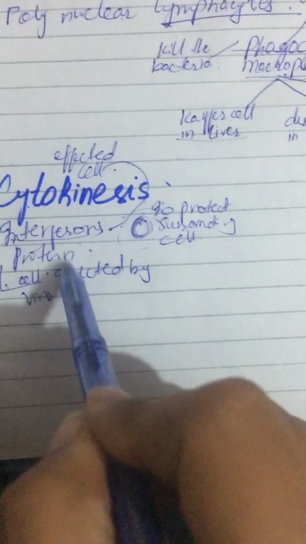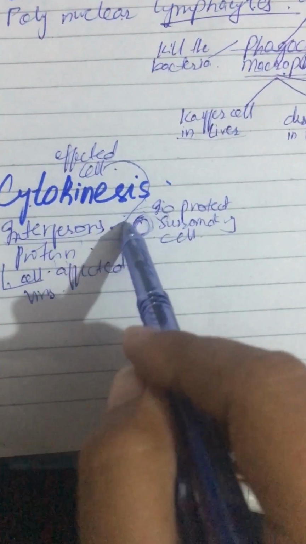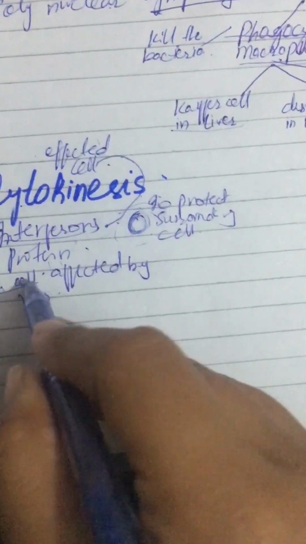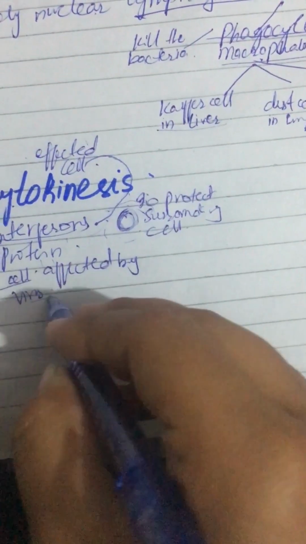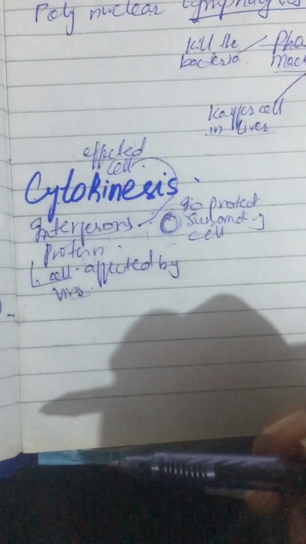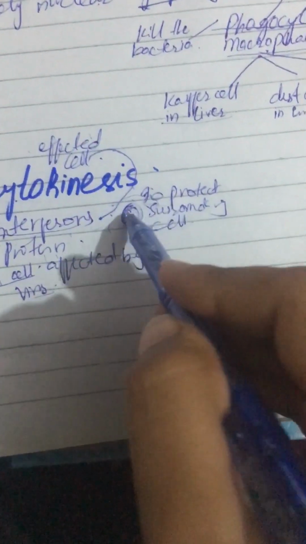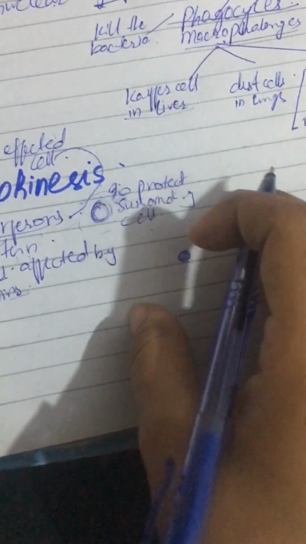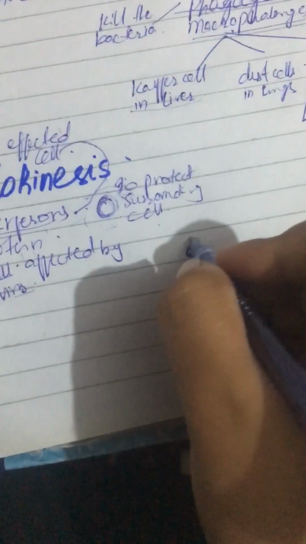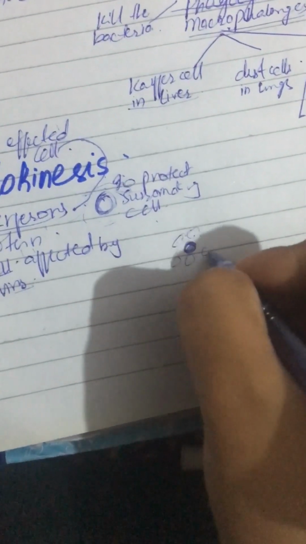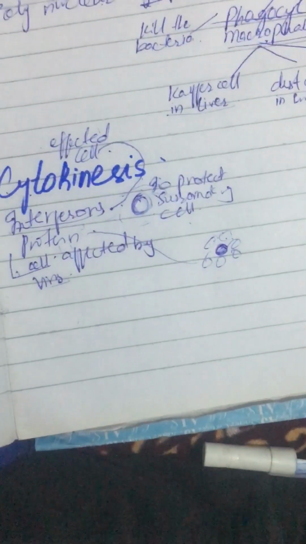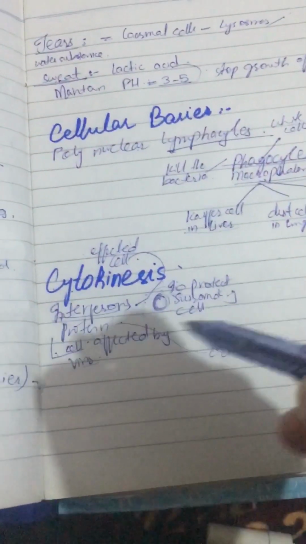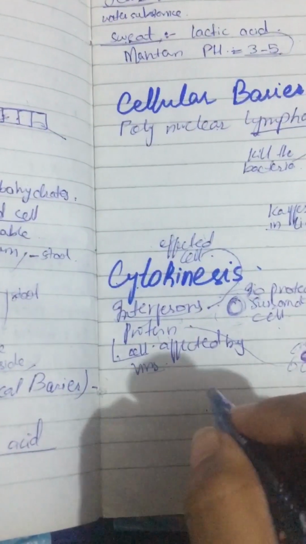These are made up of the interferon protein from the affected cells. If we take an example, when we get infected by a virus, their work is to protect our body. They are released to protect our surrounding cells. If this cell has been infected by a virus or bacteria, the surrounding cells present here will all be protected by this interferon protein. So yes, these were all the barriers of the innate immunity. Now we'll be moving to the acquired barriers.